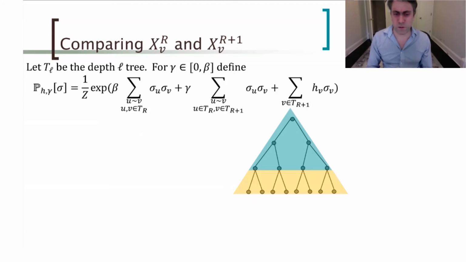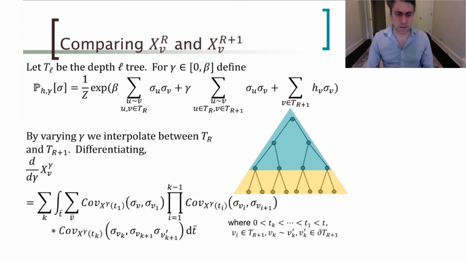And the way we do this is essentially to interpolate between the two. So in a tree of depth R plus 1, for the edges in the bottom row, rather than having a term beta sigma u sigma v in the probability formula, we'll have a term gamma times sigma u sigma v, and interpolate gamma between 0 and beta, which will in effect interpolate between XR and XR plus 1.